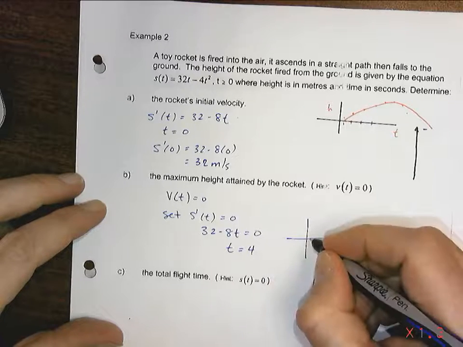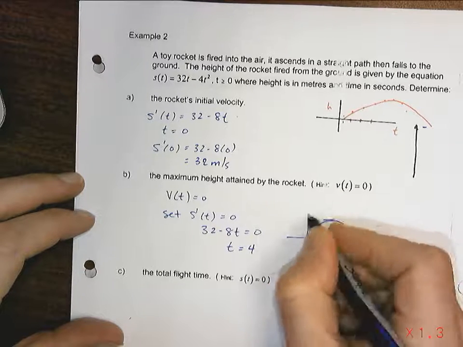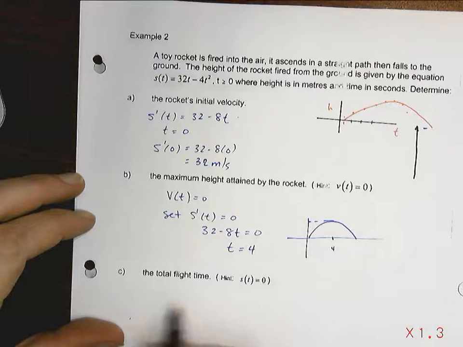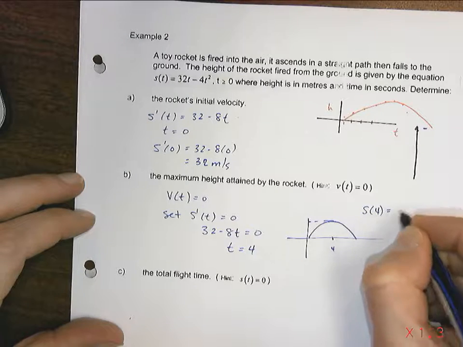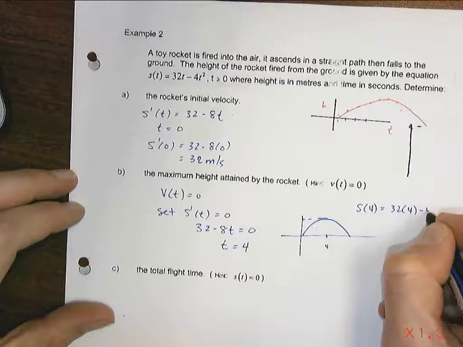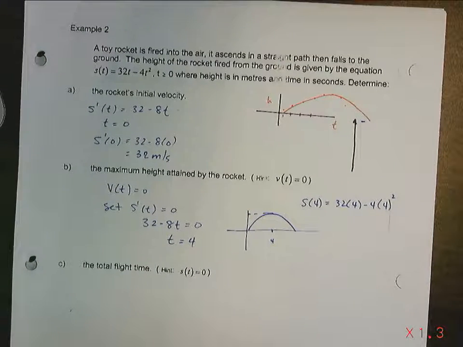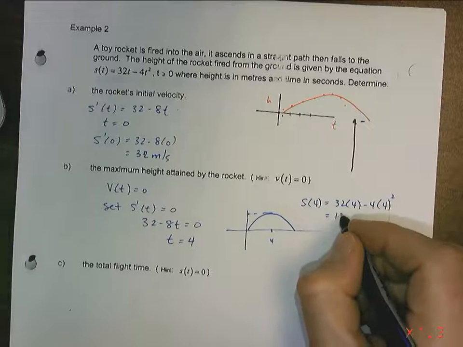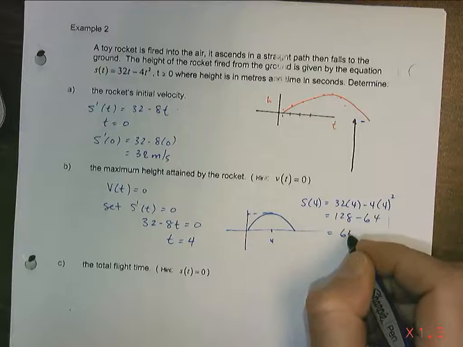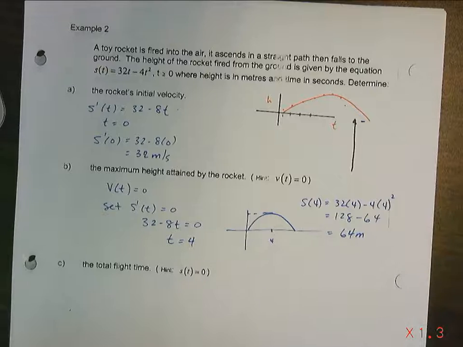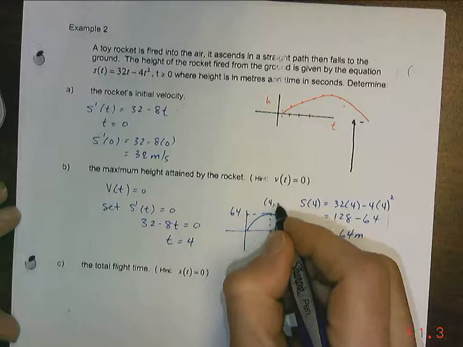Now, if you think about what's happening, at 4 seconds we're gonna hit our maximum height of, I wonder what that'll be. Well, the maximum height attained by the rocket when t equals 4 will be s of 4. So then that'll be 32 times 4 minus 4 times 4 squared. So what we're going to have here is 32 times 4, which is 128. 16 times 4 is 64. So the maximum height is going to be 64 meters. And that's going to be right here. They're looking a little bit like grade 10. You've got your vertex here.